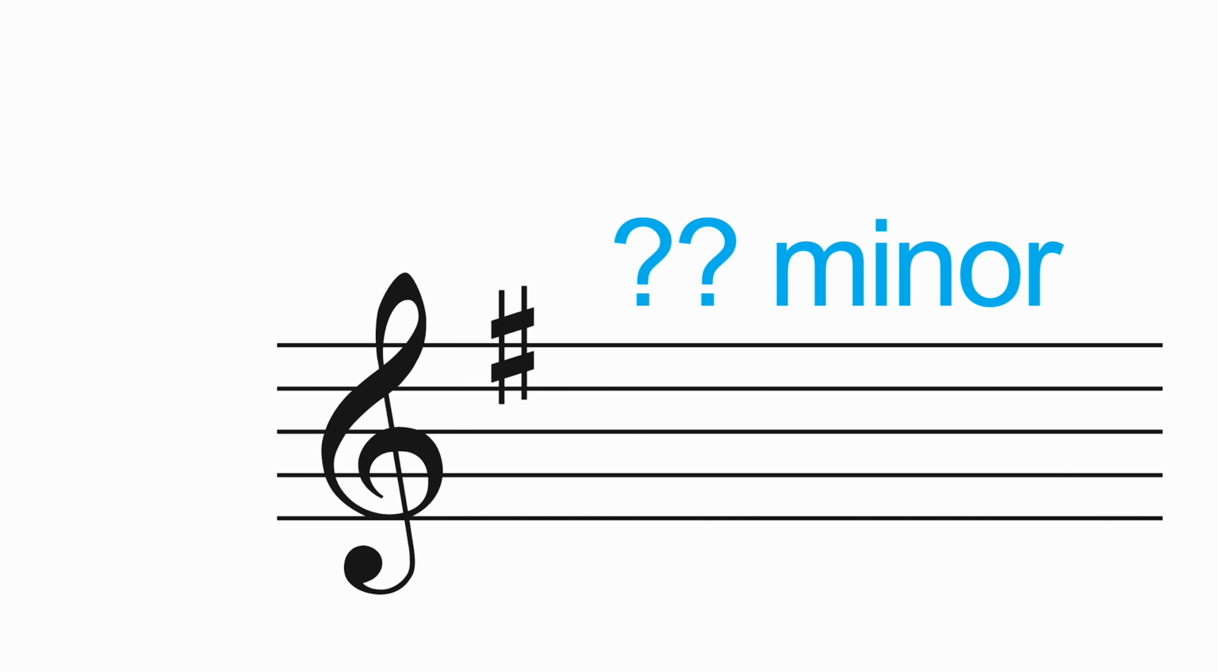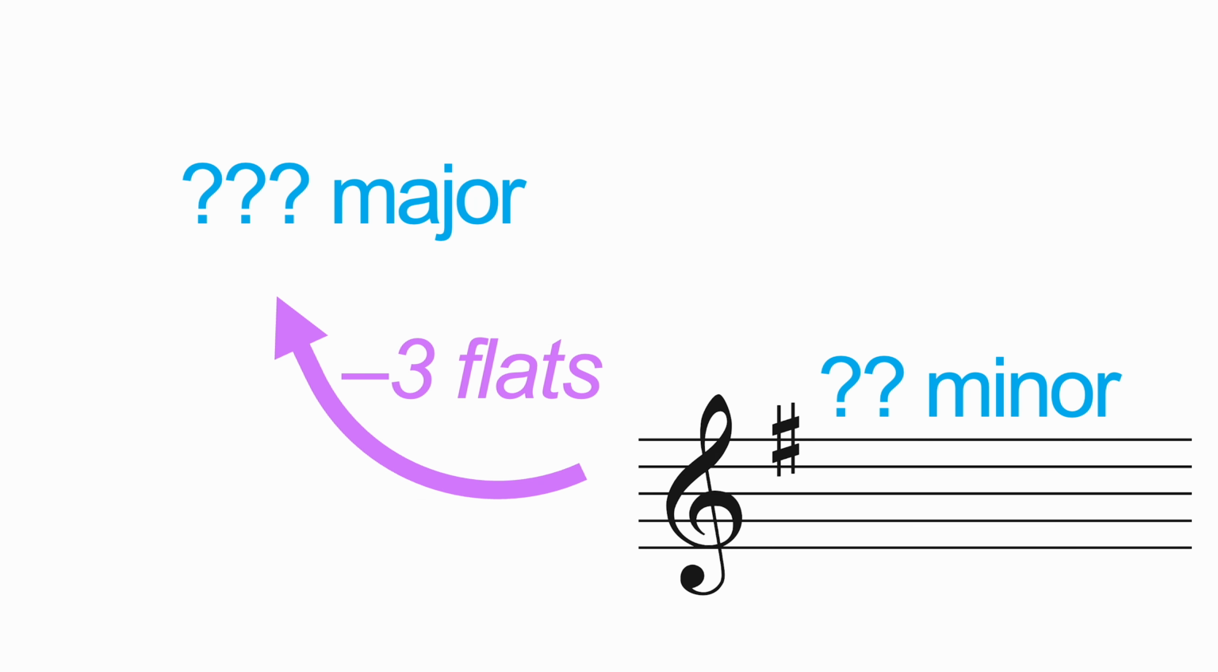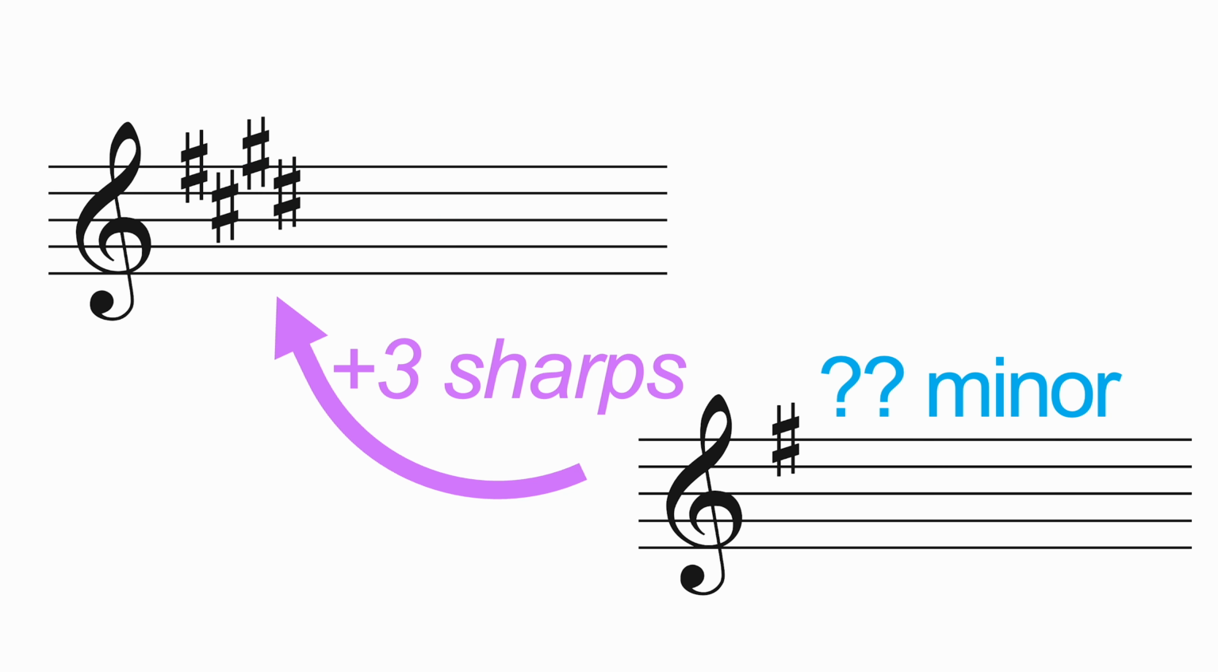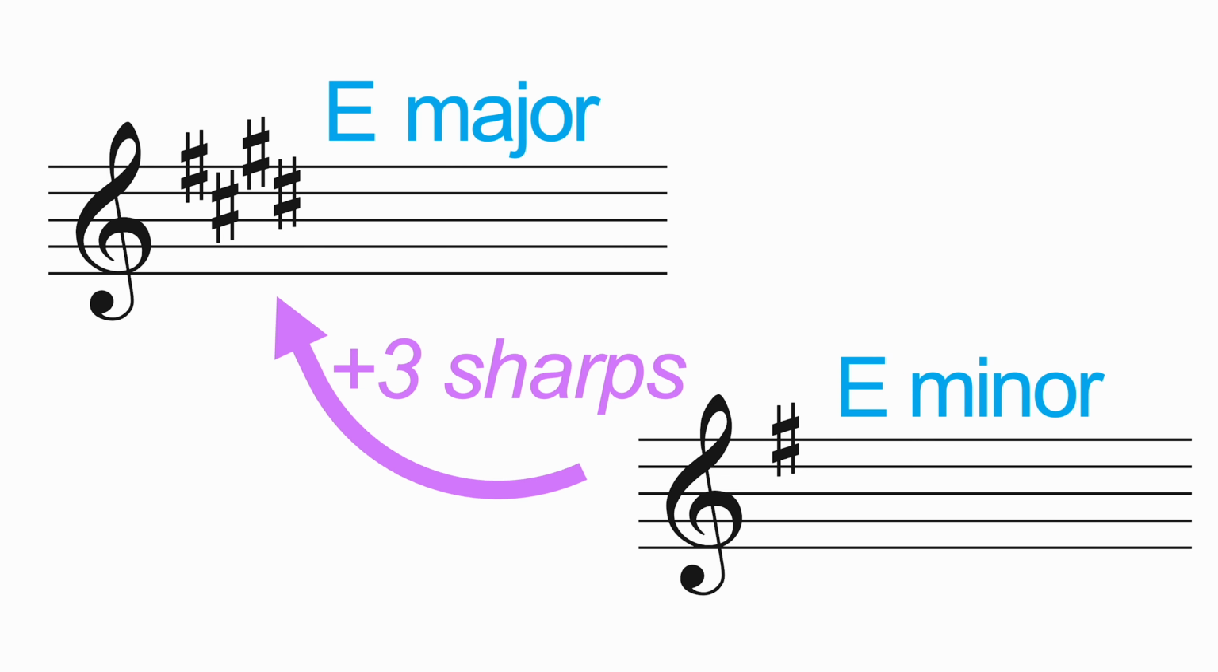Same kind of thing. If I have 1 sharp, taking away 3 flats, we said 3 sharps and flats cancel out, so that's the same thing as adding 3 sharps. So if I have the 1 sharp, I'm adding the 3 sharps to find the parallel major. So I know E major. Okay, I had E minor to start.